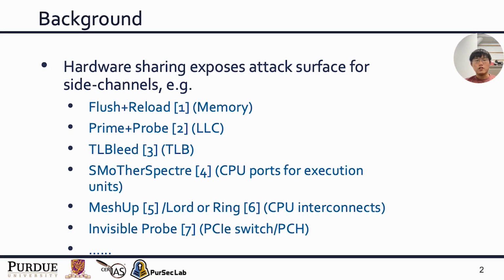As we all know, hardware sharing exposes attack surfaces for a lot of side-channel attacks. For example, Flush+Reload relies on memory sharing, Prime+Probe relies on LLC sharing, and TLBleed relies on TLB sharing. And there are many other side-channel attacks that rely on the sharing of CPU ports, CPU interconnects like mesh and ring, PCI links, and memory controllers. Since hardware sharing improves system flexibility and reduces costs, it's hard to fully eliminate them.